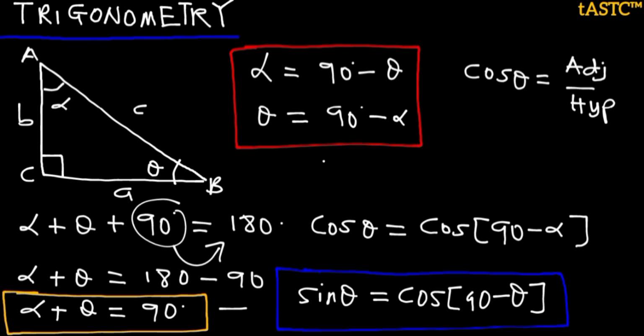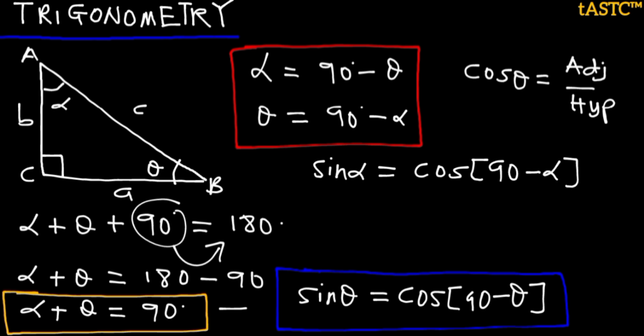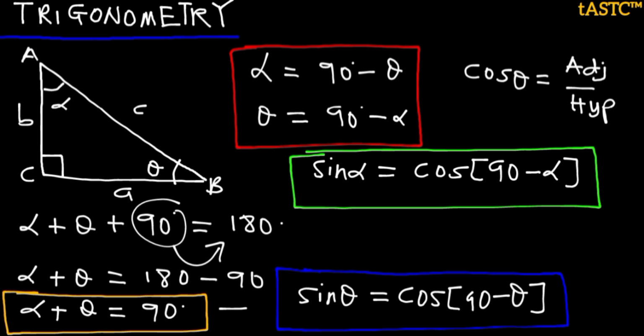So we have found here that sine alpha, which was equal to a divided by c, is the same thing as cosine of 90 minus alpha. And that is what you're going to have. And so this would actually be the new form. You're going to have this and this too, they're actually the expressions for complementary angles.